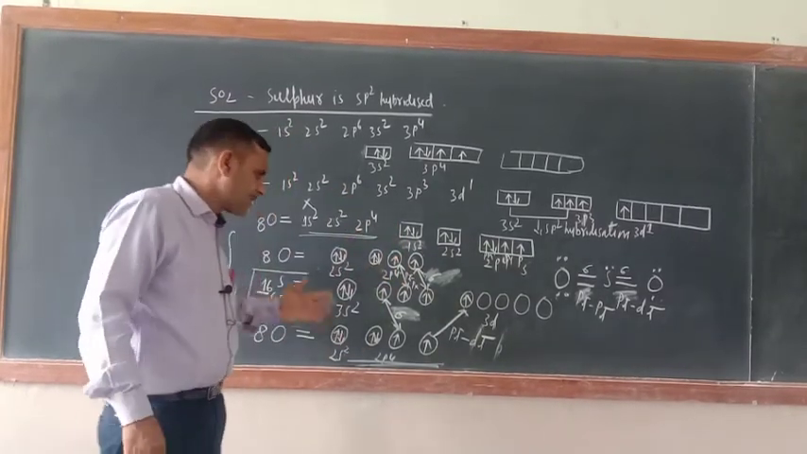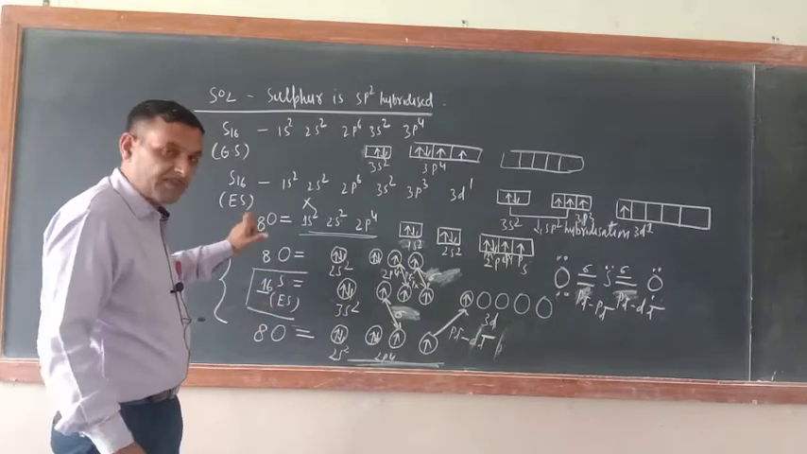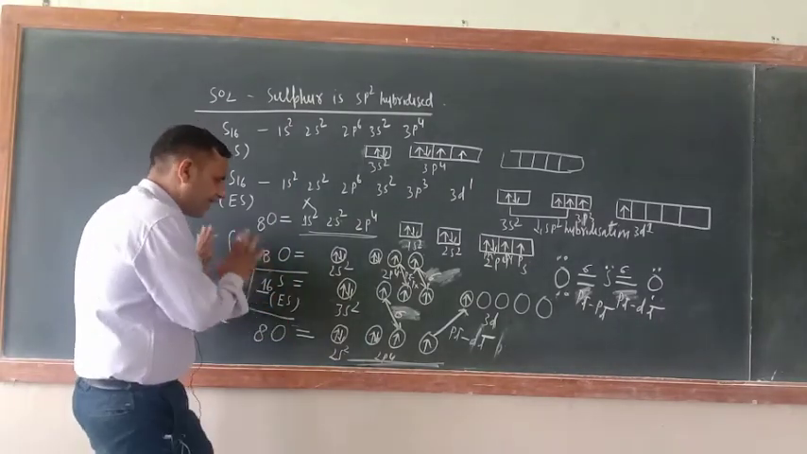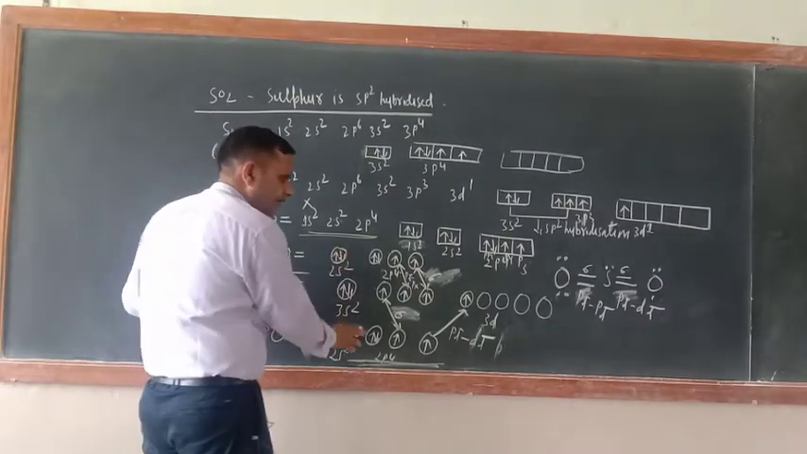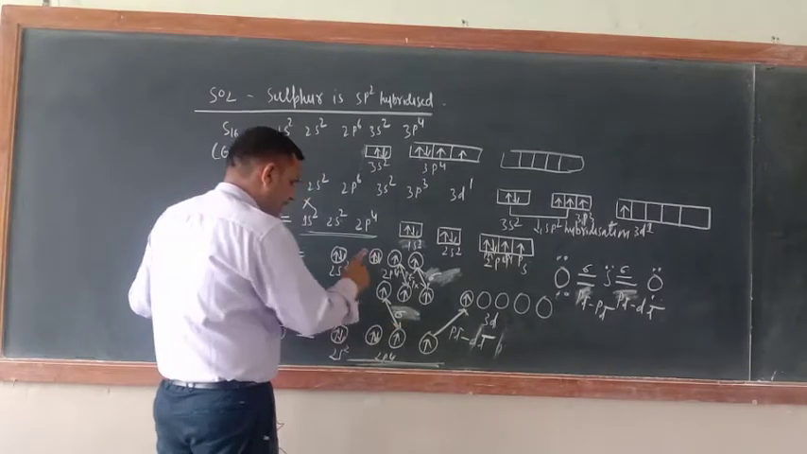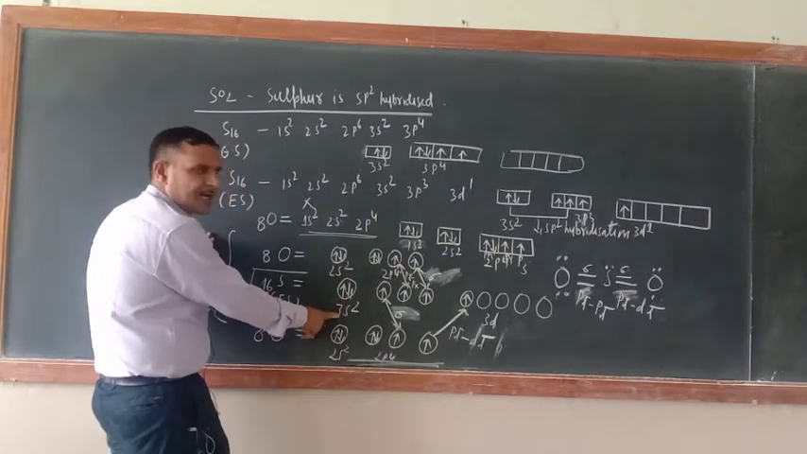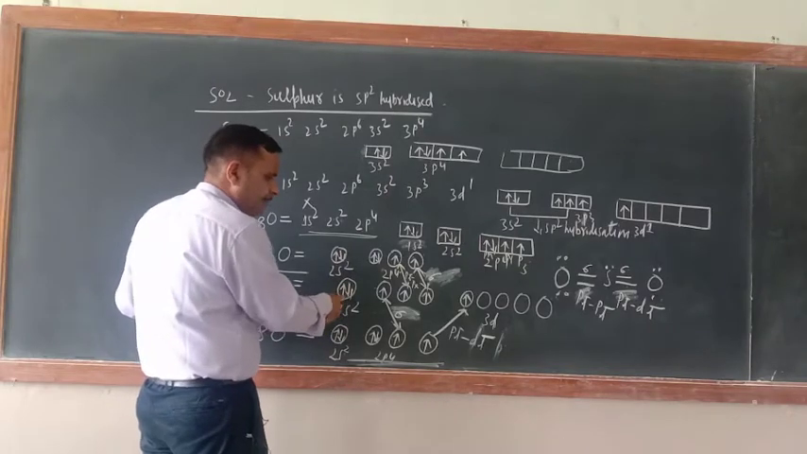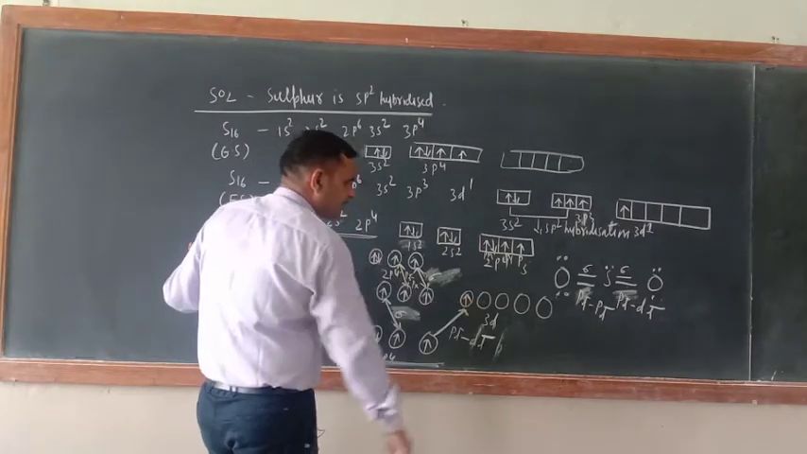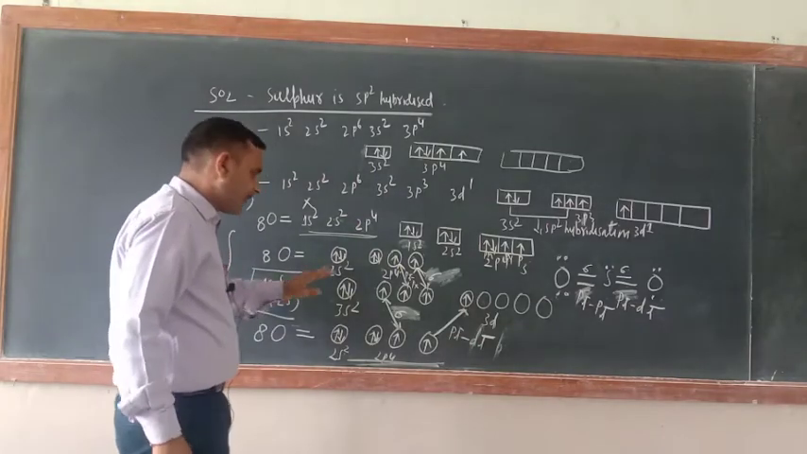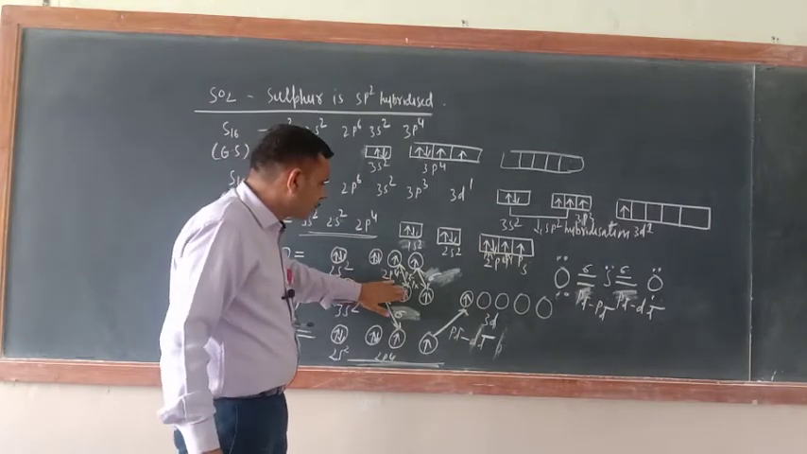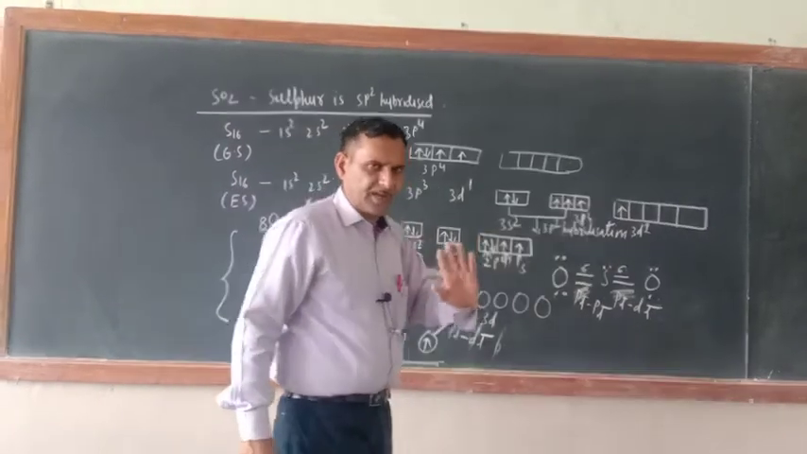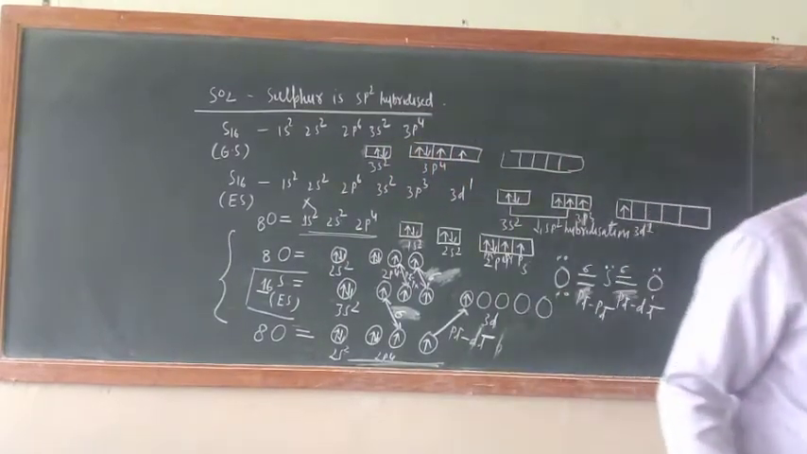For the formation of sulfur trioxide, SO3, everything will be the same, only the number of oxygens will be 3, and the 3s2 electron will jump from here and go here. Means the number of unpaired electrons is 1, 2, 3, 4, 5. Just wait, I will explain that one also.